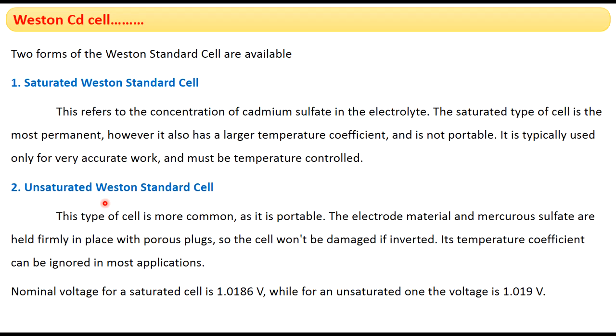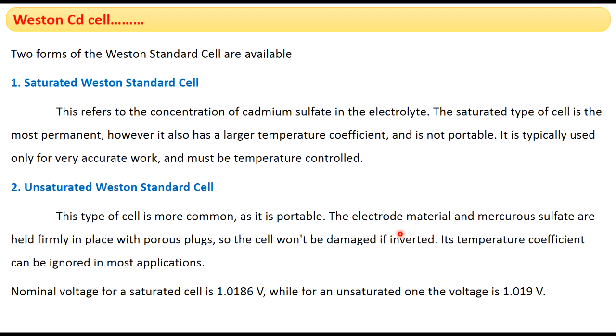The second one is the unsaturated Weston standard cell. This is the most common Weston standard cell, and it is a portable one. The electrode material and mercurous sulfate in the unsaturated cell are held firmly in place with porous plugs so that even if the cell is inverted, no damage is incurred. The temperature coefficient of the unsaturated cell is negligible in most applications.